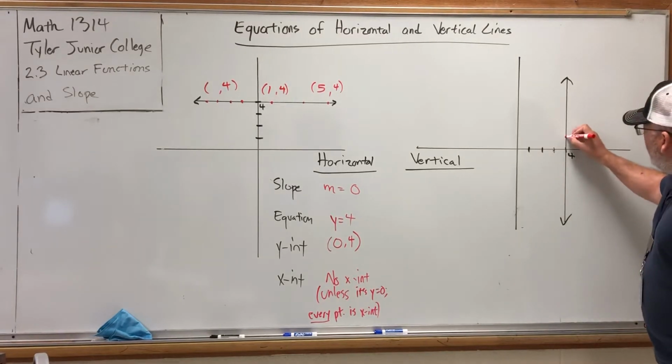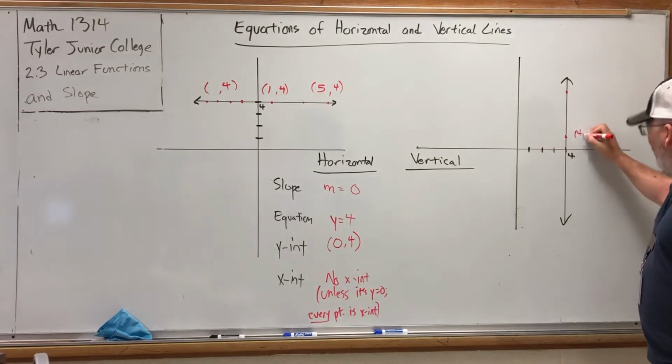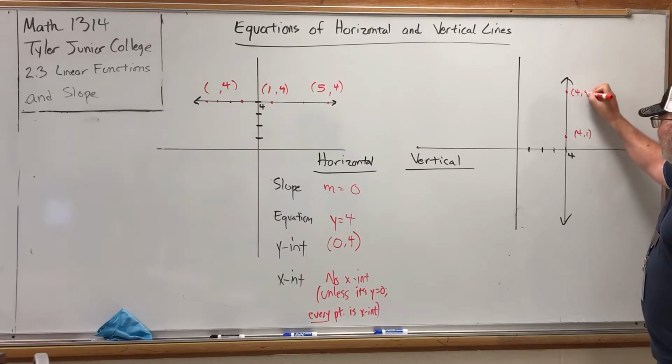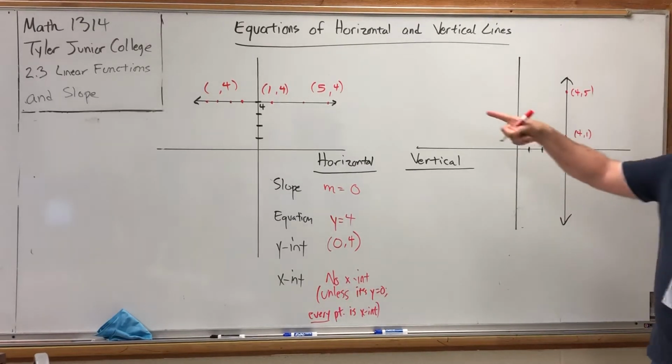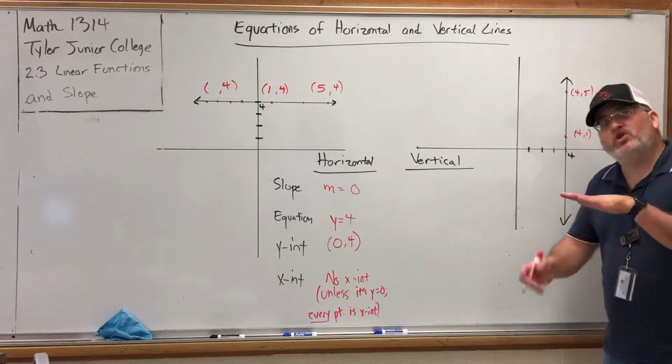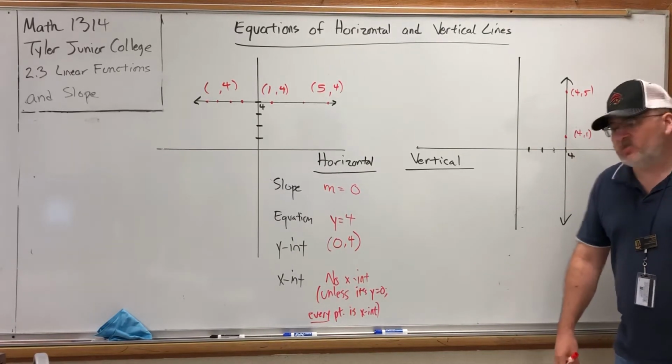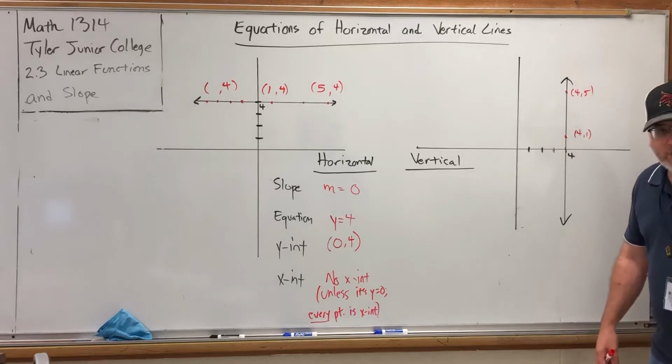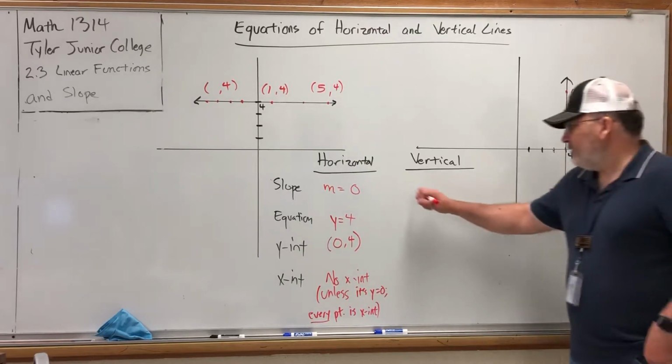If we picked a couple of points on here, such as (4, 1) and (4, 5), and we calculated the slope, we would run into a problem because the x's are equal. And in the denominator of the slope formula, you subtract the x's. Well, that would give us 0 in the denominator, making the slope undefined.